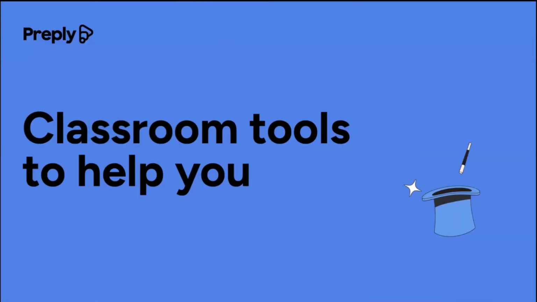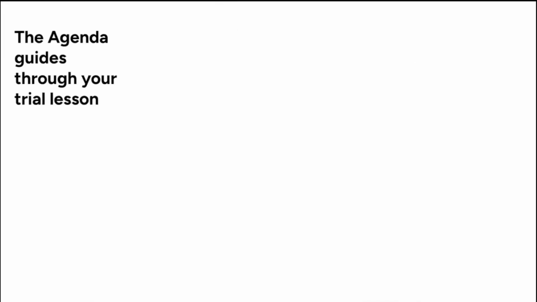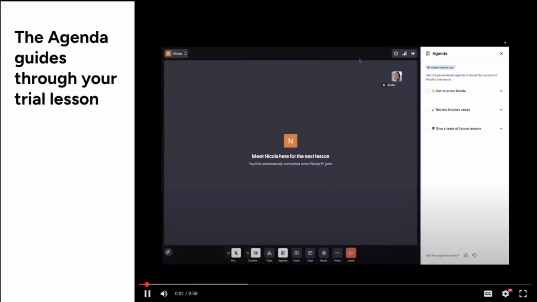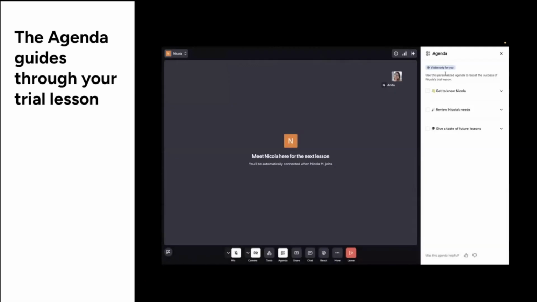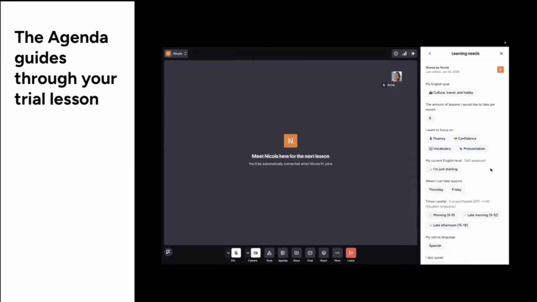Now let's look at the tools inside the classroom. As you've seen throughout this course, these tools are designed to support you before, during, and after the trial lesson. The agenda is one of the most important tools in the trial lesson. It's only visible to you, and it guides you through a proven trial lesson structure. First, we recommend you start with an introduction, getting to know each other. Then, it's advisable to discuss the student's goals and needs. If they have filled in their learning needs, you will get access to these in the agenda too.